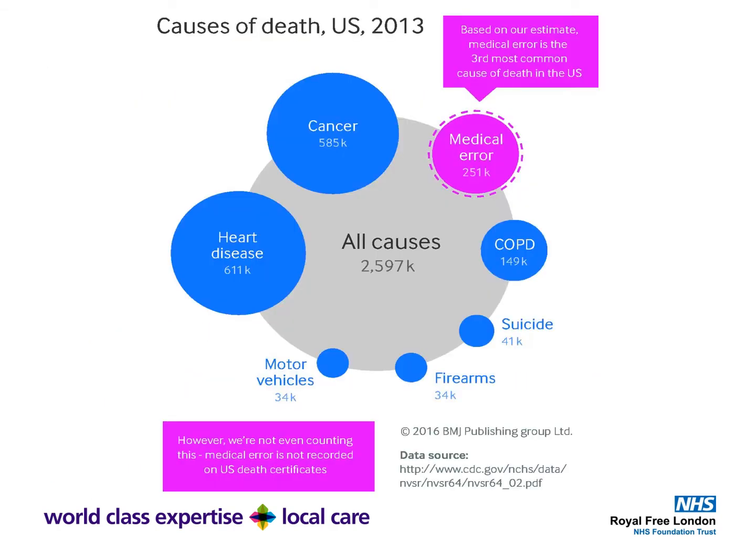When we look at causes of death, this is data from the United States, sliced from 2013. This is data derived from the CDC, the Centers for Disease Control. You can see that cancer-causing deaths totaled 585,000 and heart disease 611,000. But not far behind was medical error, at 251,000 causes of death in the United States. But just as a point of view, remember that this isn't even officially counted. Medical error is not recorded on US death certificates.